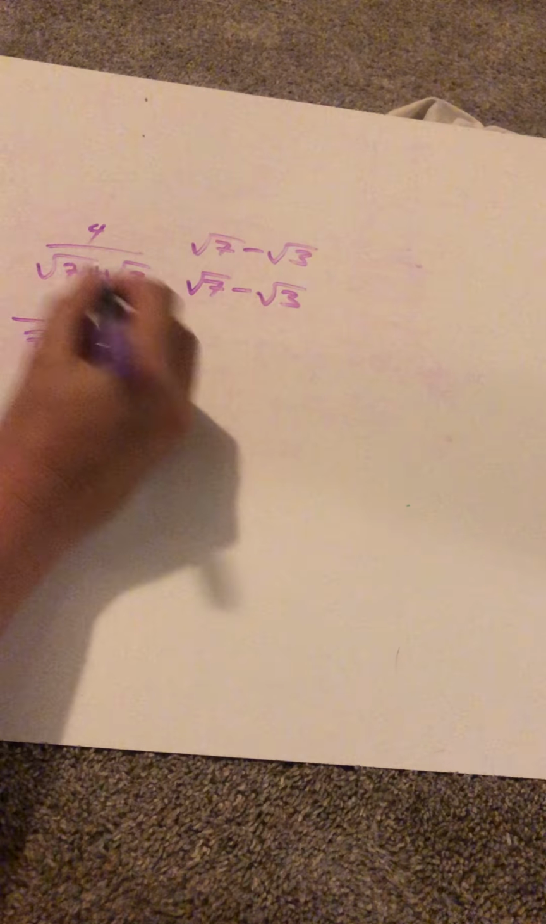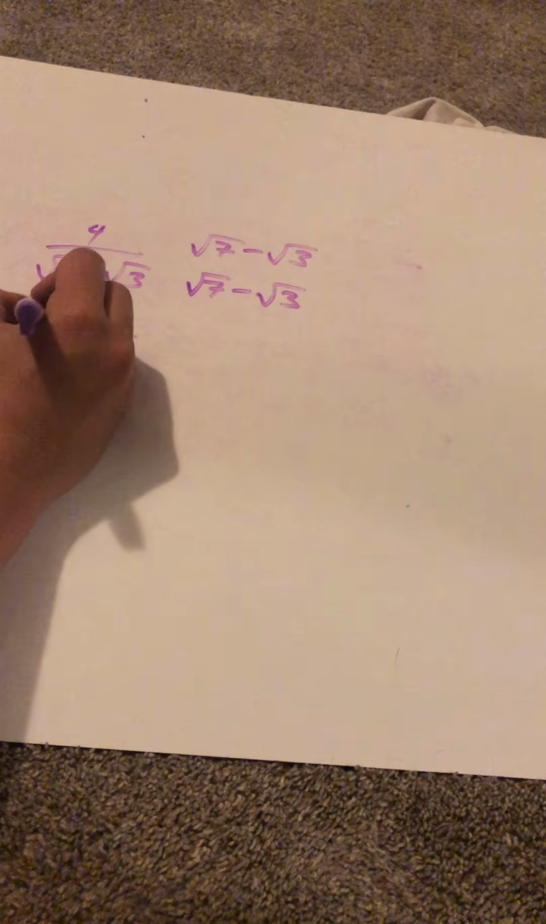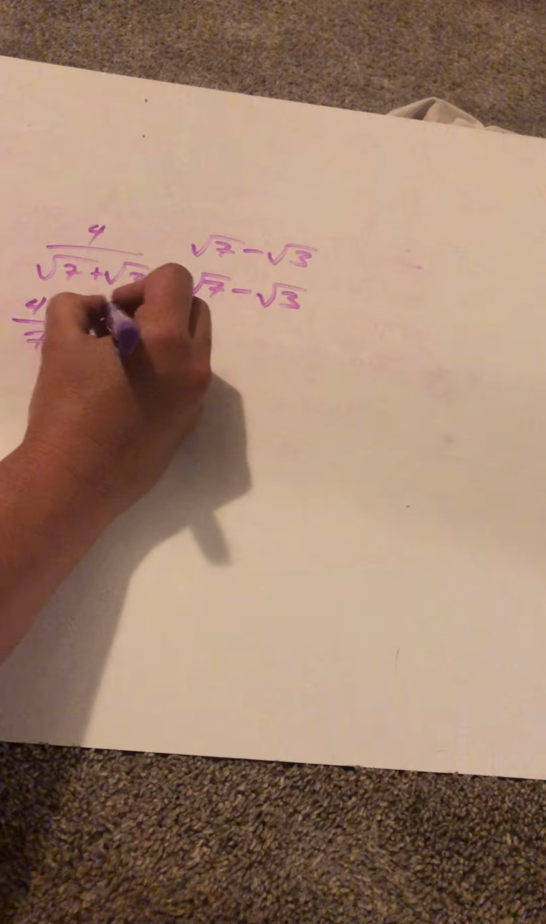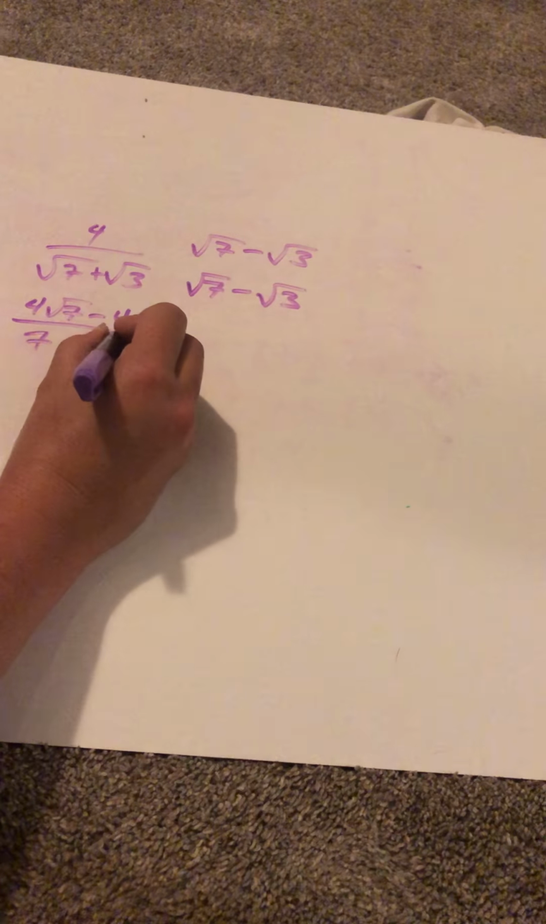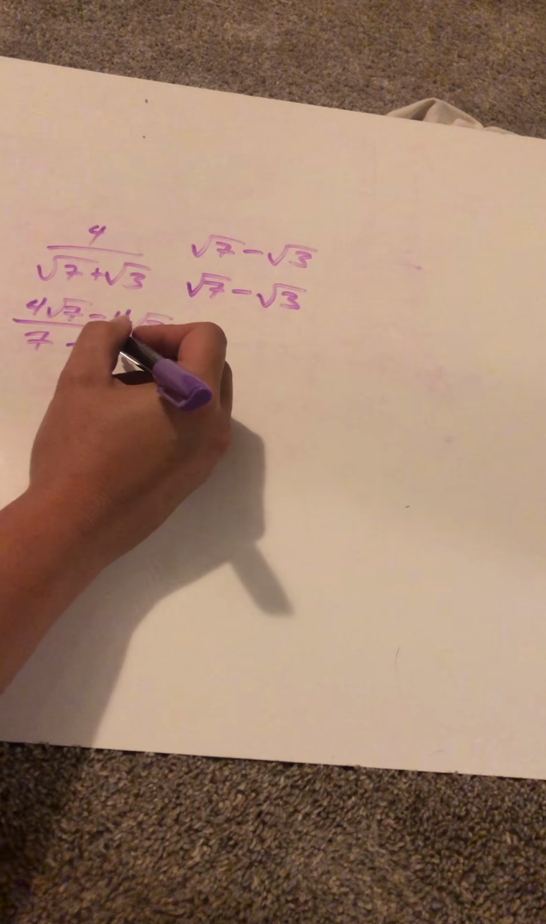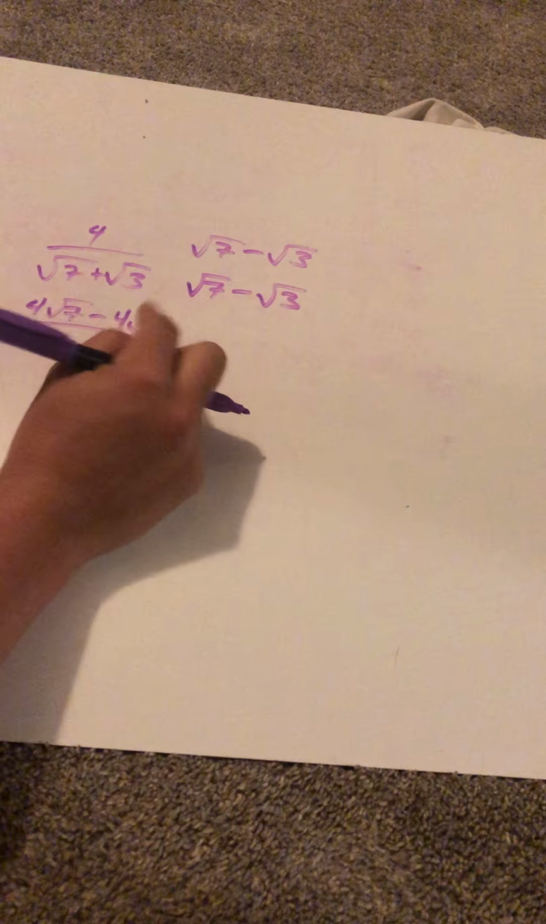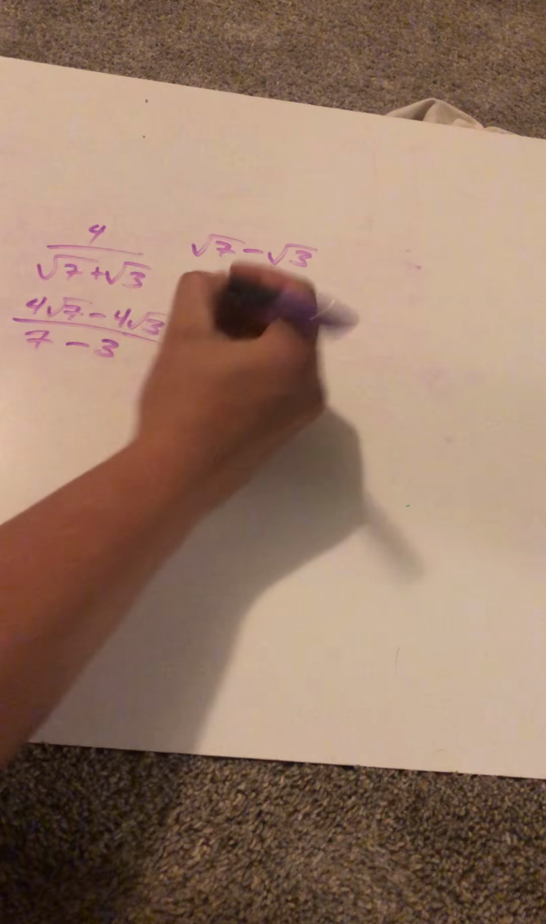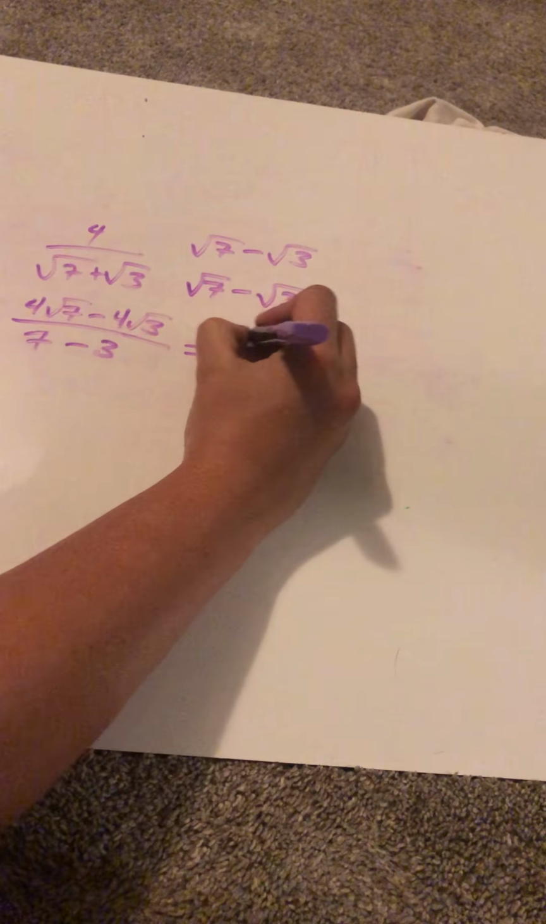On top, they might ask you to distribute. They might not. You just have to look to see what they do there. So 4 root 7 minus 4 root 3, that's a possibility. Or they might have just left it like this.